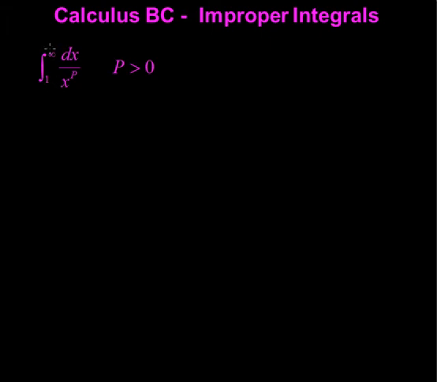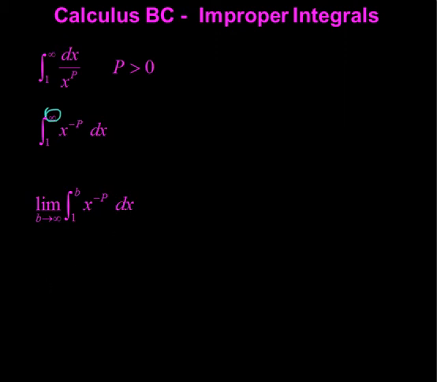Start off with the integral from 1 to infinity of dx over x to the p, and we're going to look at it for p greater than 0. So first thing we could do is change that x to the p to a negative exponent, so x to the negative p, and that way we'll be able to use our integral rules. Except this is an improper integral because the upper limit of integration is infinity, so we need to rewrite that as a limit. So throw in the limit notation here. We have the limit as b approaches infinity of the integral from 1 to b of x to the negative p dx.